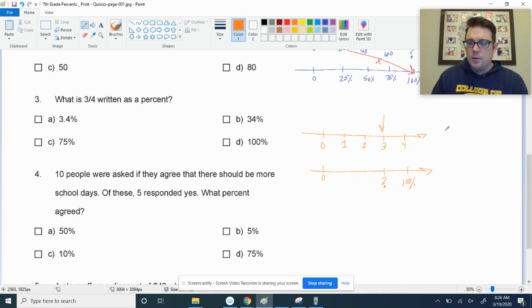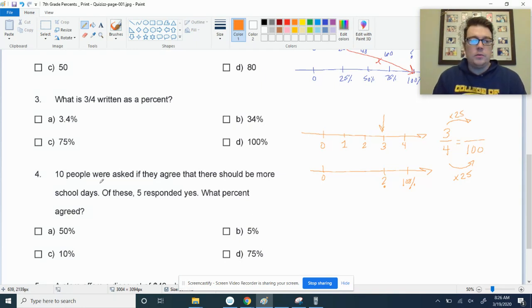So you can set it up like this and cross multiply and divide and find out that it's 75%. Another thing that you could do is you could take the fraction and think of it, okay, 3/4 is the same as what out of 100? Because that's all percentage is, a number that's out of 100. So 4 times what would get me to 100? Well, that would be 25. So you could multiply 3 times 25.